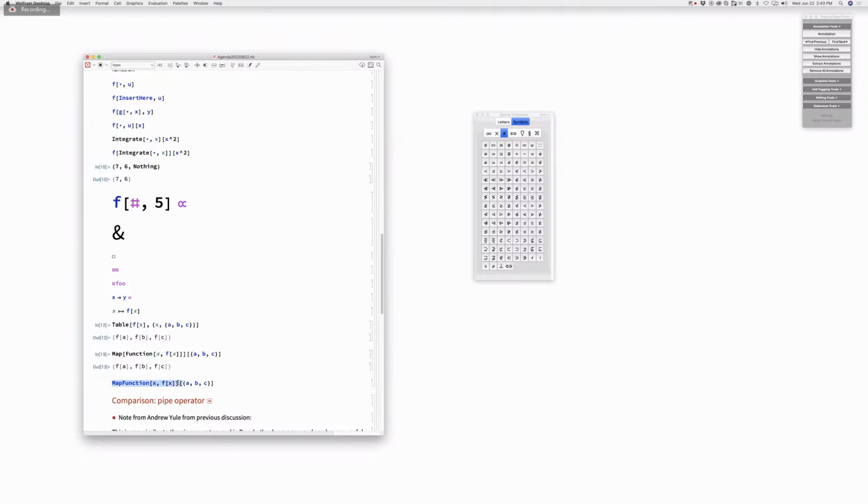You can do this in fewer characters by writing the operator form of map. It's just map of f of hash ampersand is the same as your map function there. And it's more readable and less obscure. In fact, it's even simpler because it's just map of f.